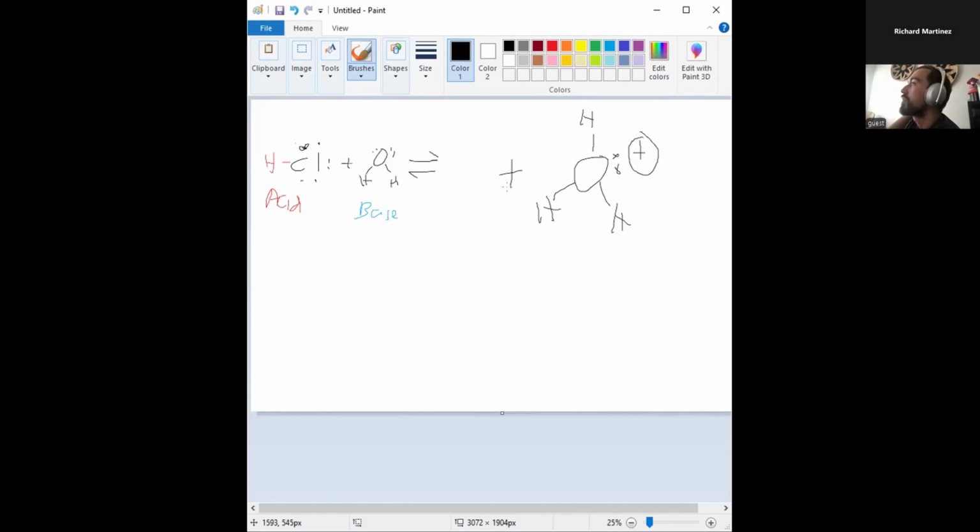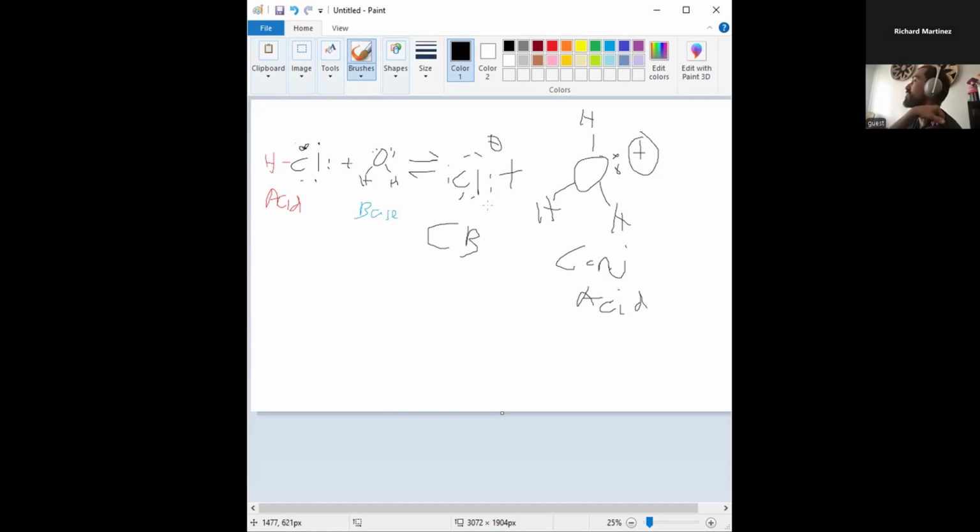Right there. Okay, and then this is going to be the conjugate acid now. Okay, and then the conjugate base, Cb, make it easy, is going to be Cl, 1, 2, 3, 4, 5, 6, 7, 8. That's going to be minus.